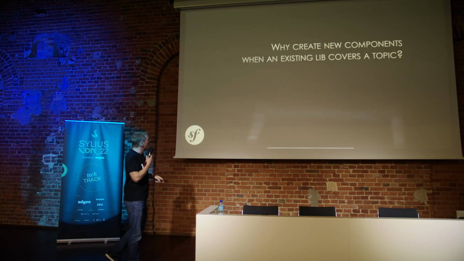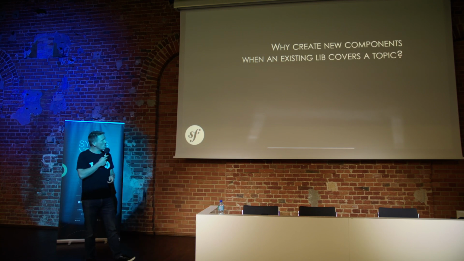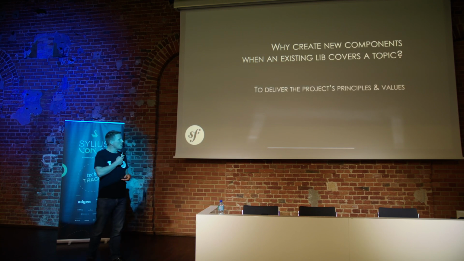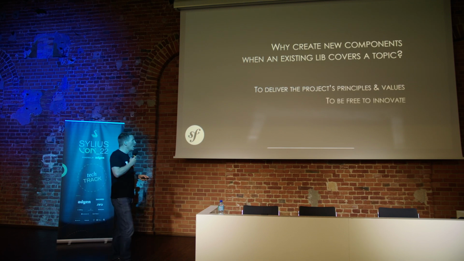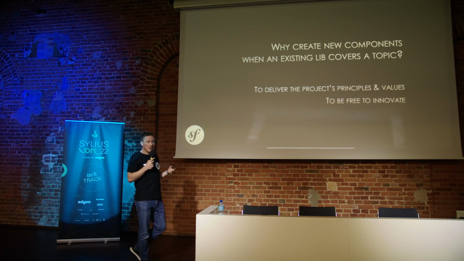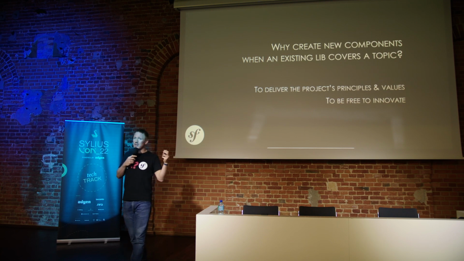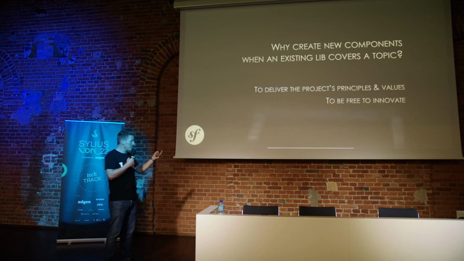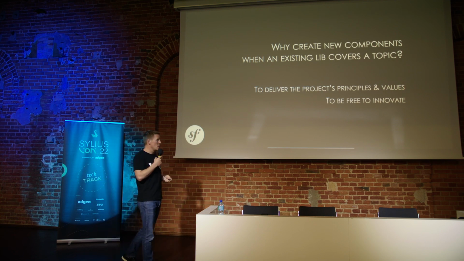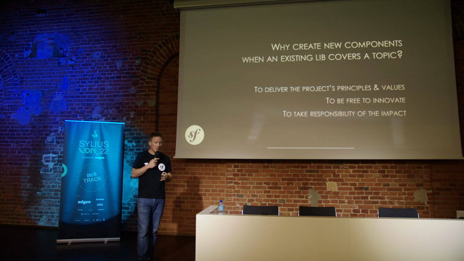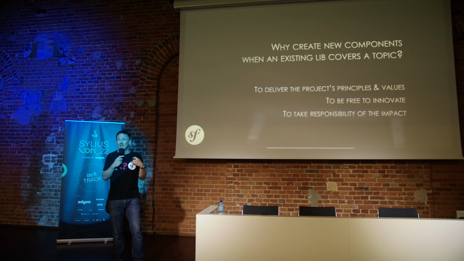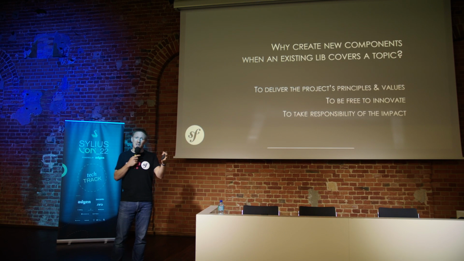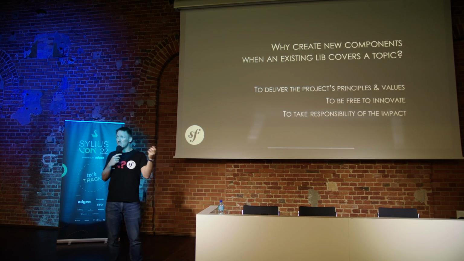Easy. Why create new components when an existing lib covers a topic? To deliver to the project's principles and values. I mentioned that on the previous slide. To be free to innovate. On the UID component, changing the architecture of Ramsey UID was not possible, of course. So now we were free to make a different proposal to the world. And I mentioned also to take responsibility of the impact, not creating too high a burden on people on the web.